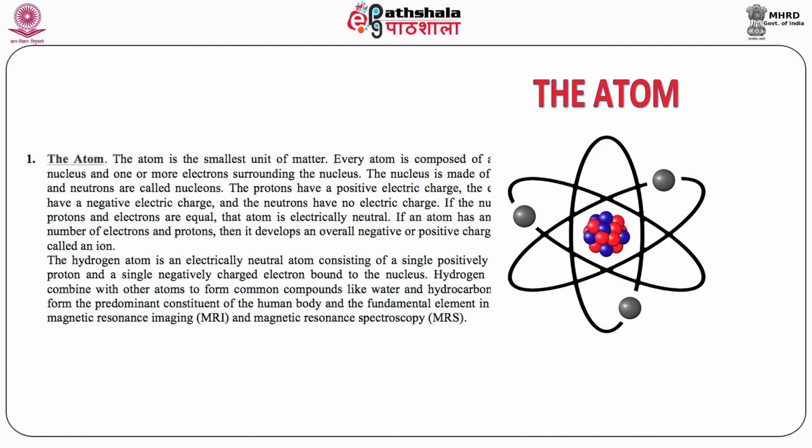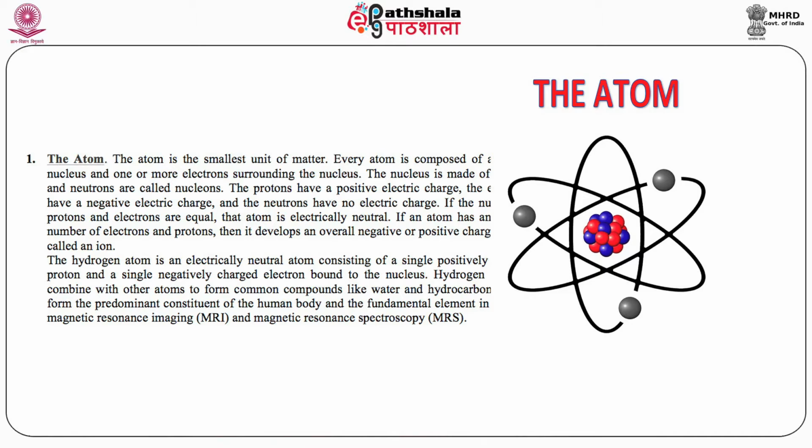The atom. The atom is the smallest unit of matter. Every atom is composed of a central nucleus and one or more electrons surrounding the nucleus. The nucleus is made of protons and neutrons, which are called nucleons. The protons have a positive electrical charge, the electrons have a negative electrical charge, and the neutrons have no electrical charge. If the number of protons and electrons are equal, that atom is electrically neutral. If an atom has an uneven number of electrons and protons, it will develop an overall negative or positive charge, and then it is called an ion.